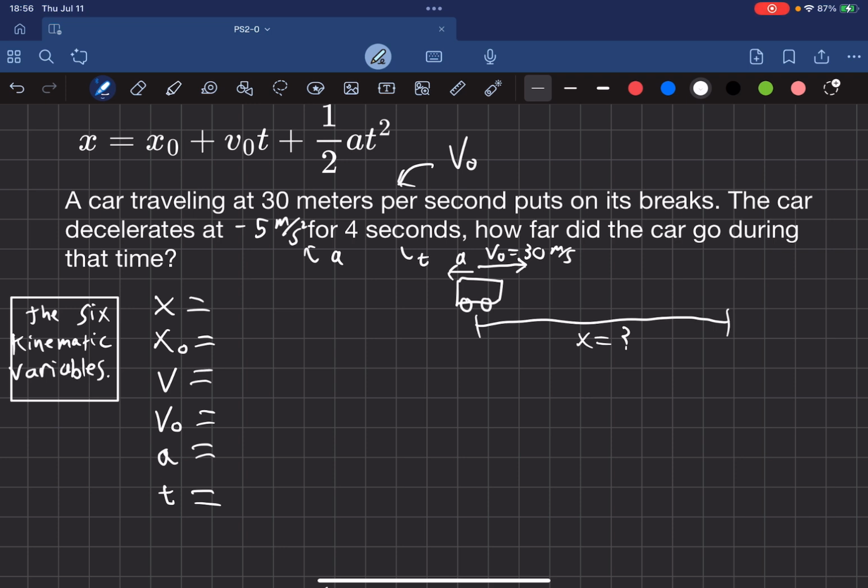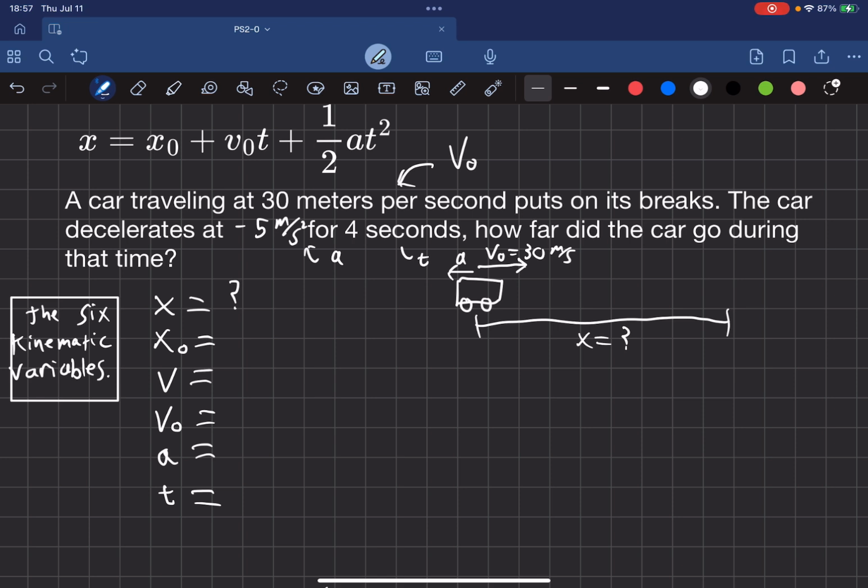Now, not every problem is going to use all of them. You just need to choose an equation that has all but one available to you. So we read the problem, we drew it. Now we need to identify our variables, which we've already been doing while reading the problem, but we should write them down. So first off, the final position, we don't know it. It's a question mark. In fact, that's what the question is asking us for.